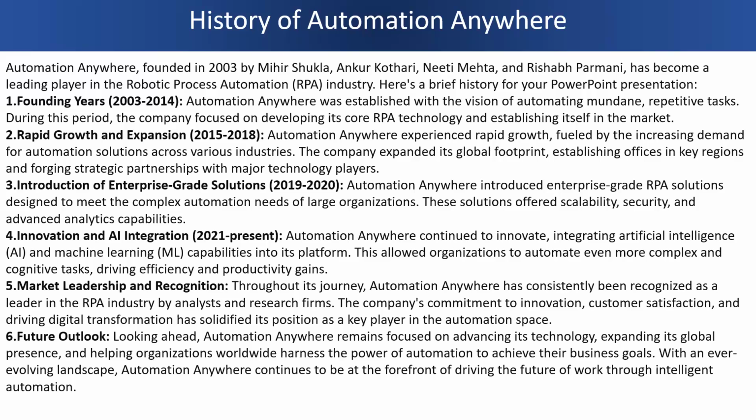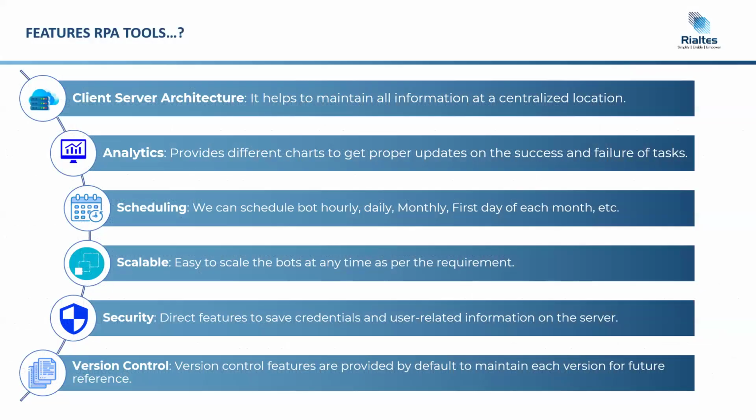Then market leadership and recognition throughout its journey. I will explain this leadership chart in detail, all this information. Then the future outlook, like what exactly Automation Anywhere is planning to cover in the market, and what different technology and features they will come with. Okay, now the features of this RPA tool, what kind of features they have: client-server architecture, analytics.